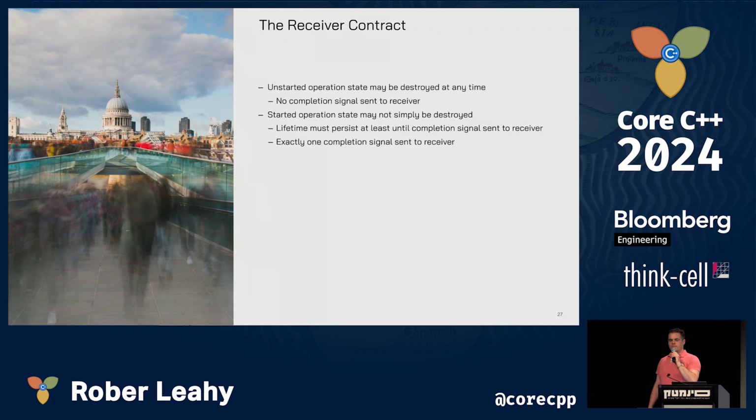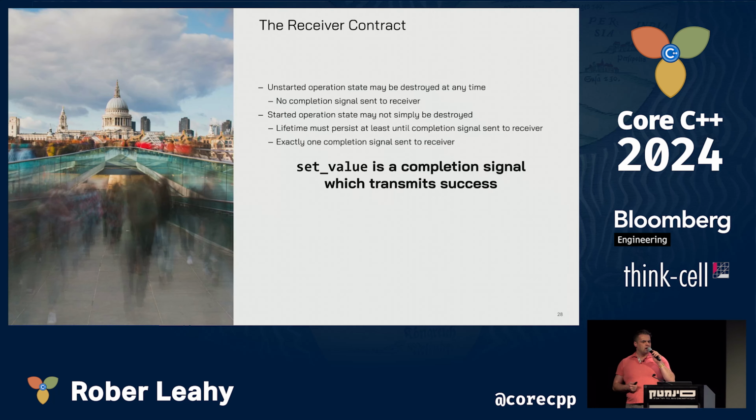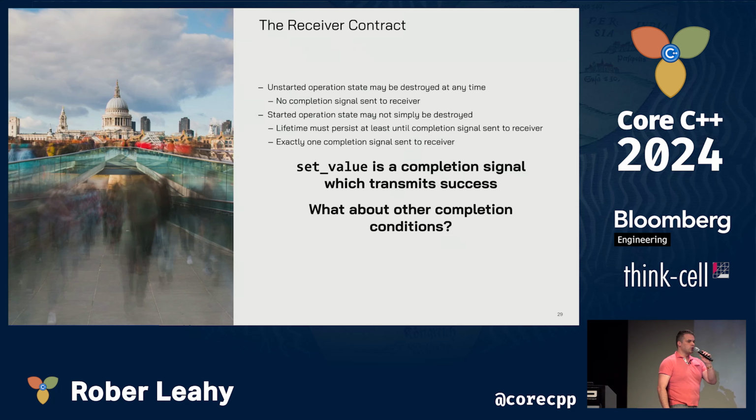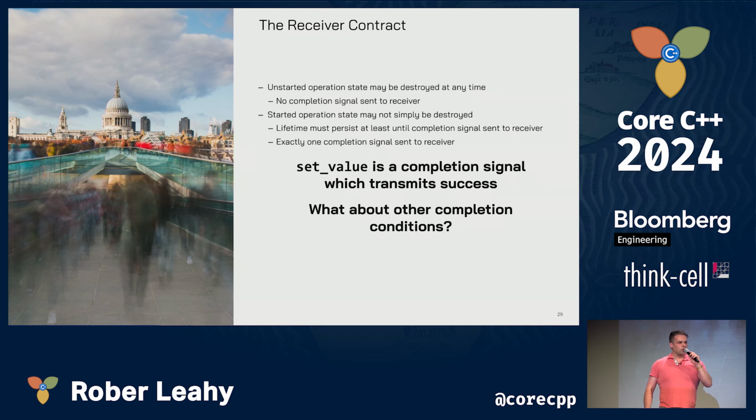But in explaining this slide, I said completion signal and not set value, which evokes to us the idea that completion signal is a category which has members other than set value. And so we should explore what those other members are as we continue to probe the ecosystem we're exploring.